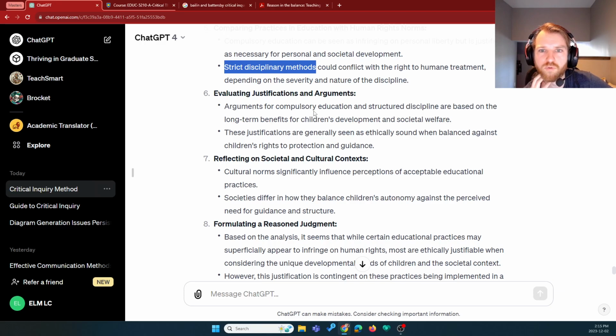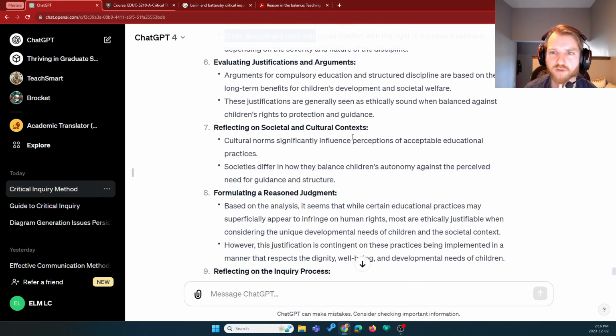The arguments for compulsory education and structured discipline are based on long-term benefits for children's development and societal welfare. These justifications are generally seen as ethically sound when balanced against children's right to protection and guidance. I mean, it hasn't provided any detailed reasons for that, so I guess I might just need to ask it for more specific steps.